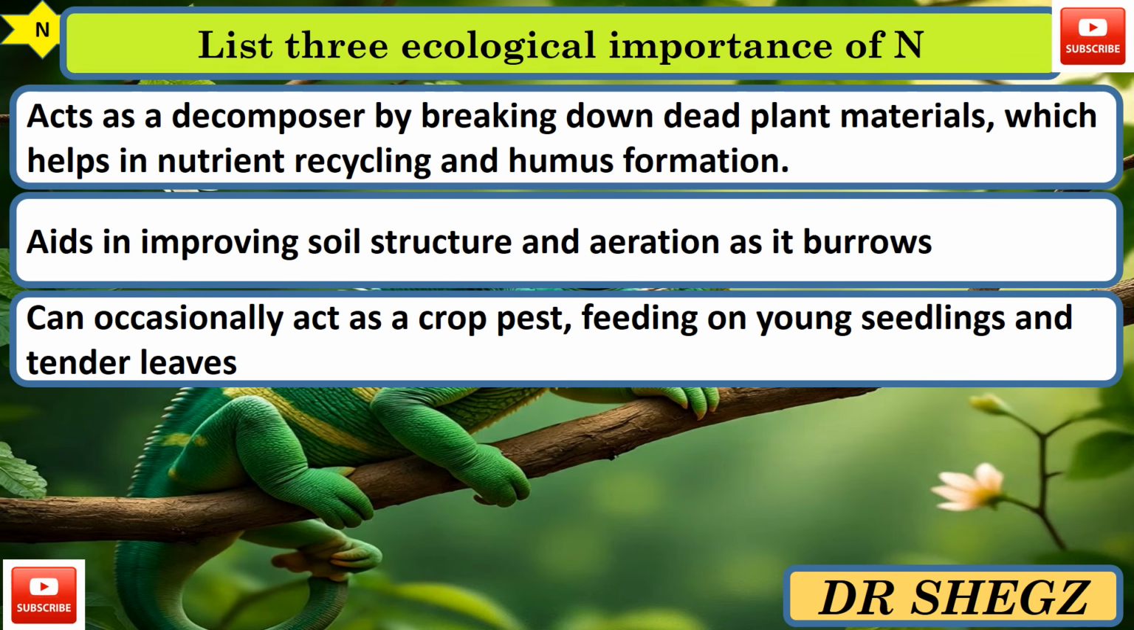Ecological importance: as a decomposer, with its burrowing activities, it helps to improve soil structure, and of course, it could be a crop pest as well. So these are some of the ecological importance of the millipede.